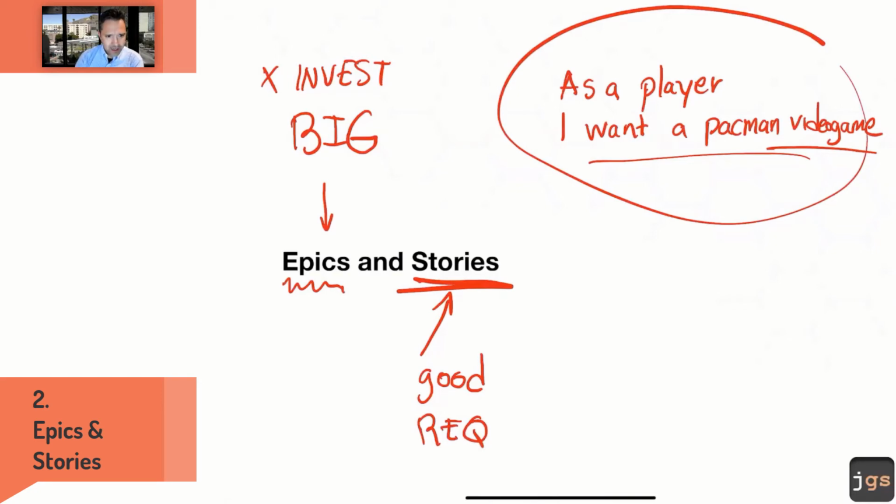This guy here is not a requirement. This guy here is not following the INVEST. However, that guy there is important. Why is it important? Because it's information about something that I can improve. Okay, I know that the user wants a Pac-Man video game. I can start with this.